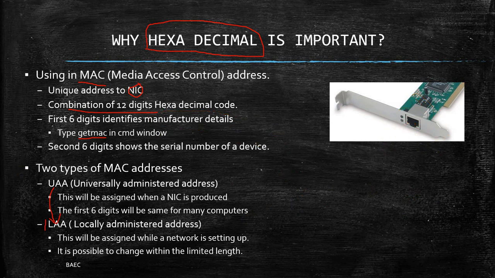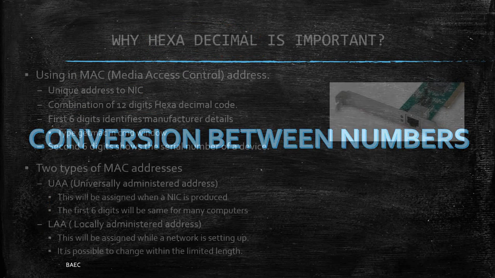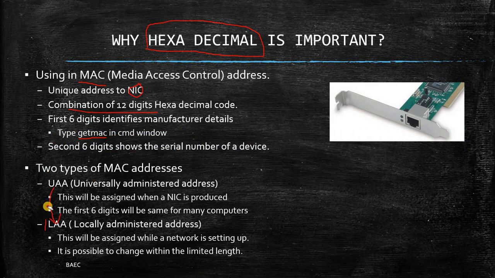Let's get to the next slide. So I hope it's clear with this, the MAC addresses and the types of MAC addresses. The universally administered address is the address given when the NIC is produced. The first 6 digits will be the same for many computers. So to avoid this, the locally administered address is set manually by the network administrator, not by the company. It is possible to change within the limited length. Okay.